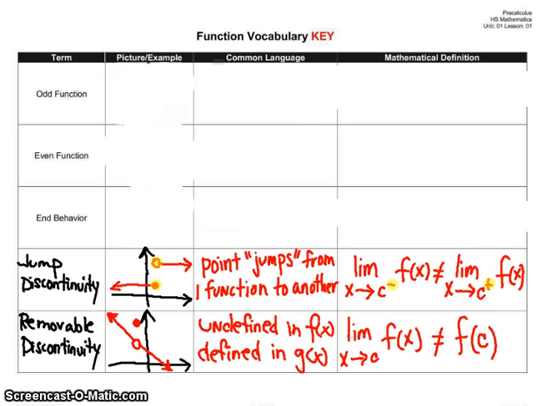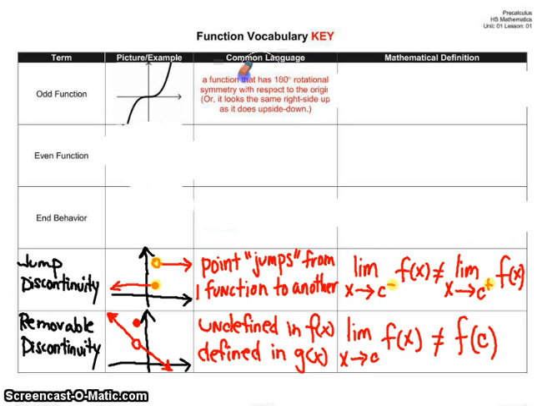Our first word is odd function. An odd function is, I'm not meaning it's strange, I'm talking about how the graph specifically looks. Now, when we're looking at this, this is how we're officially going to be talking about it. A function that has 180-degree rotational symmetry with respect to the origin. So we're going to be basically putting our finger on the origin, and we would be able to spin the page upside down completely.